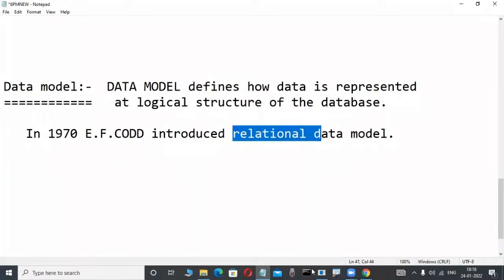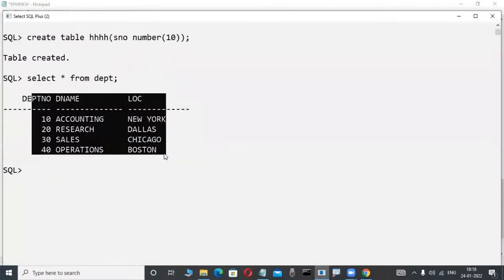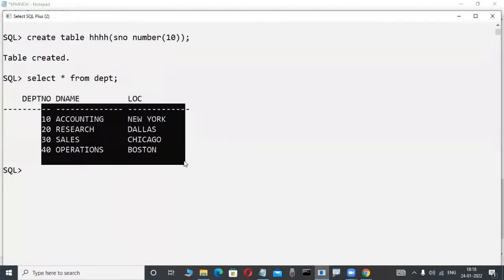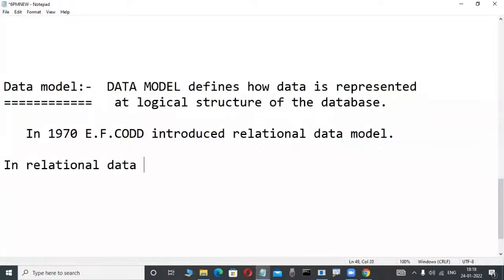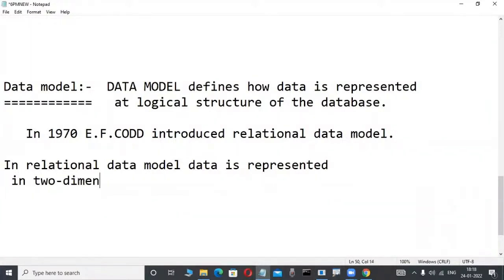Relational data model means, in a logical structure, which is not visible in the operating system, data is represented in the format of rows and columns. That is nothing but two-dimensional tables. Observe here: in the relational data model, data is represented in two-dimensional tables, in the format of rows and columns.